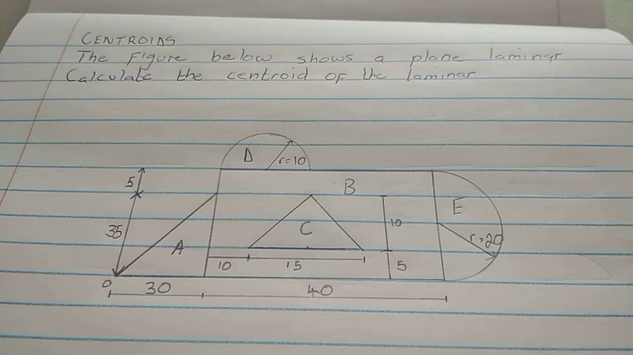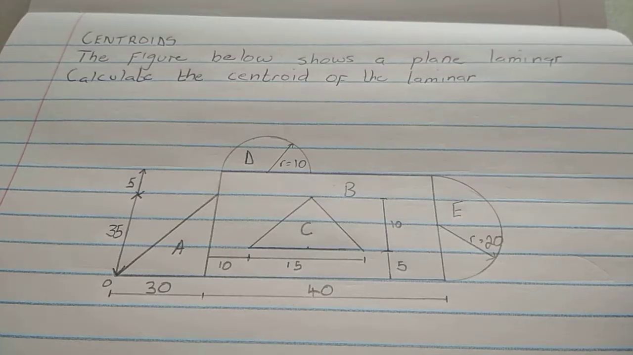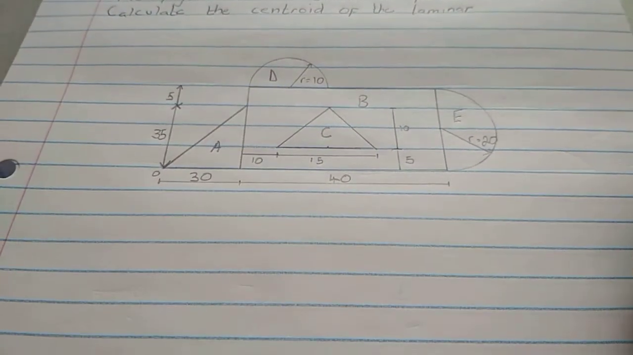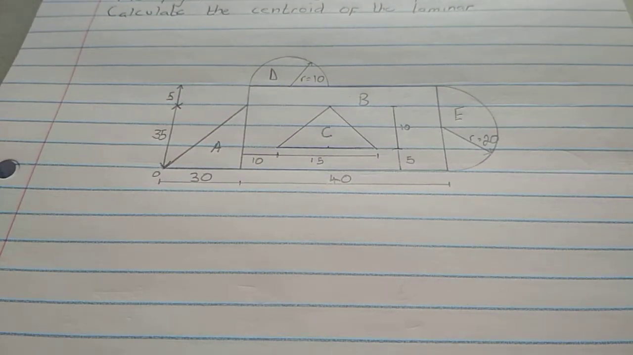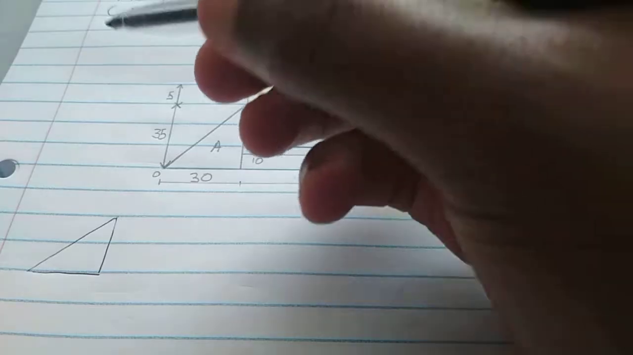Now there are a few things that you need to know before you tackle this question. The first thing you need to know is the individual centroids for each of the shapes. Let us start with a triangle. The triangle centroid is located right there.